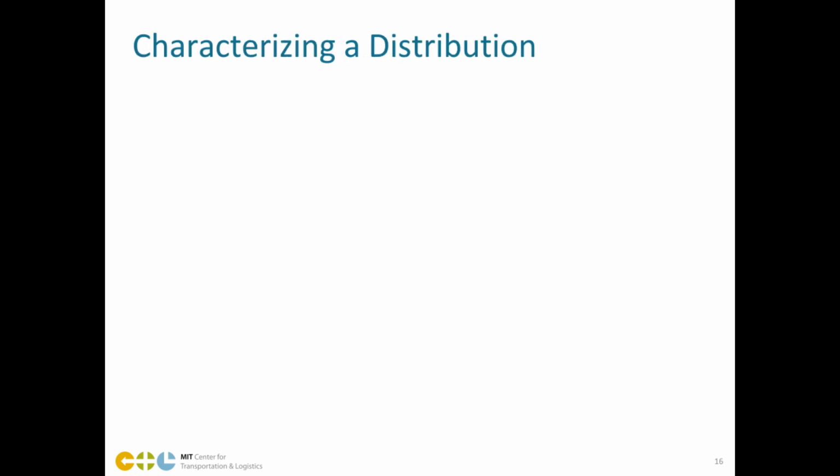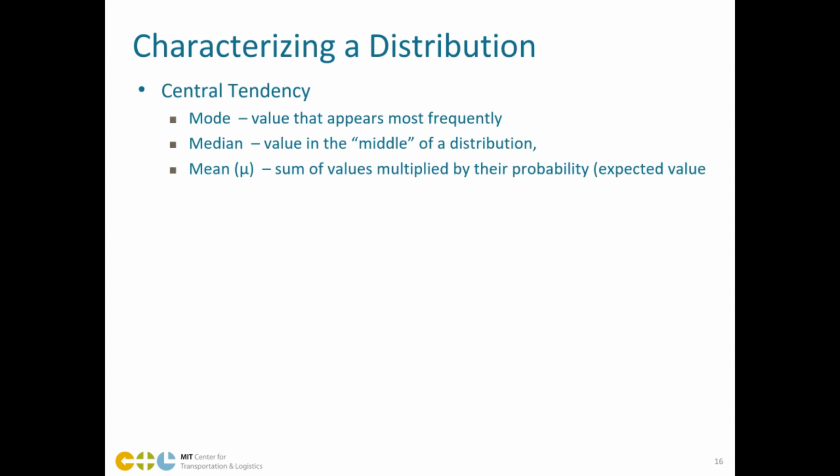Then we moved into characterizing a distribution, because in supply chain you're going to have a lot of data. So if I have a bunch of data on demand or transit time, it all won't be one number, right? I'm going to have a distribution. How do I characterize that distribution? There's 2 main ways. The first, central tendency, and we looked at 3 metrics: the mode, the median, and the mean.